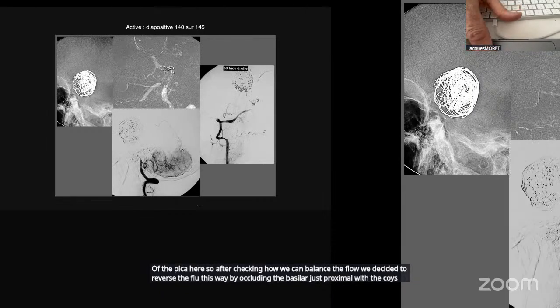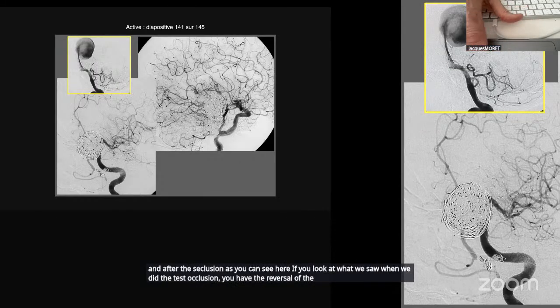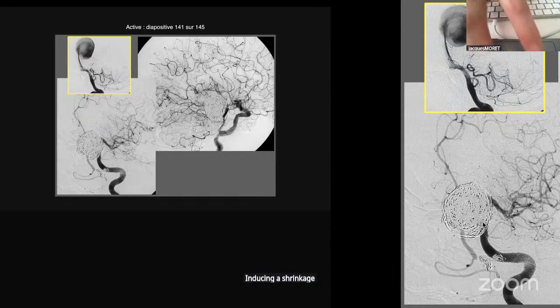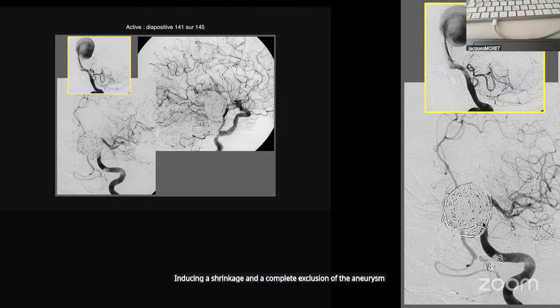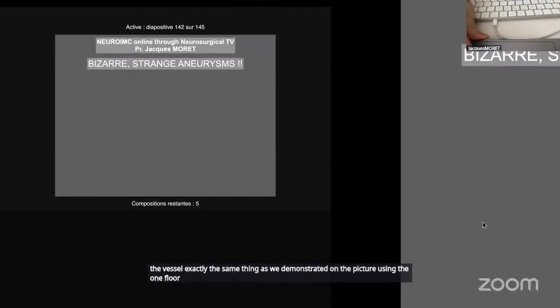And after this occlusion, as you can see here, if you look at what we saw when we did the test occlusion, you have the reversal of the flow in the basilar system up to the PICA, inducing a shrinkage and a complete exclusion of the aneurysm by remodeling of the vessel, exactly the same thing as we demonstrated on the picture using the one-floor house and the big tower.